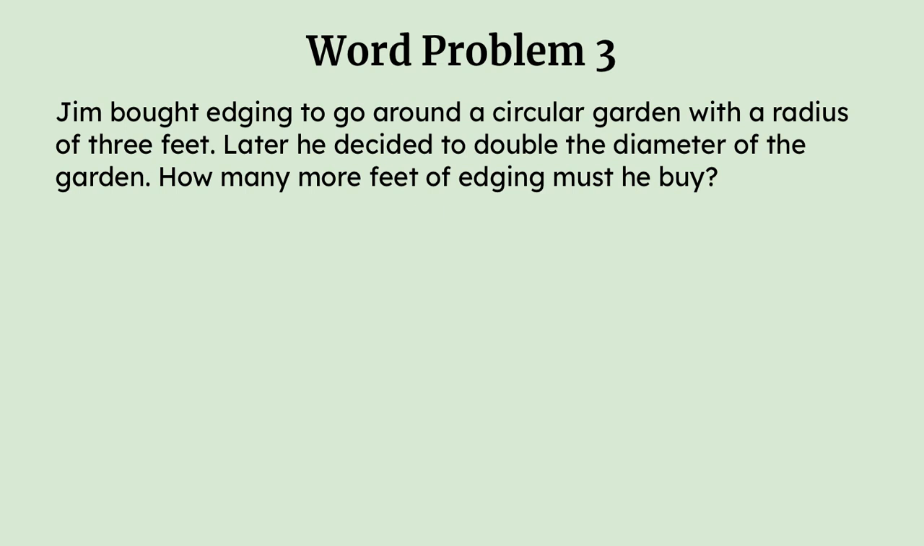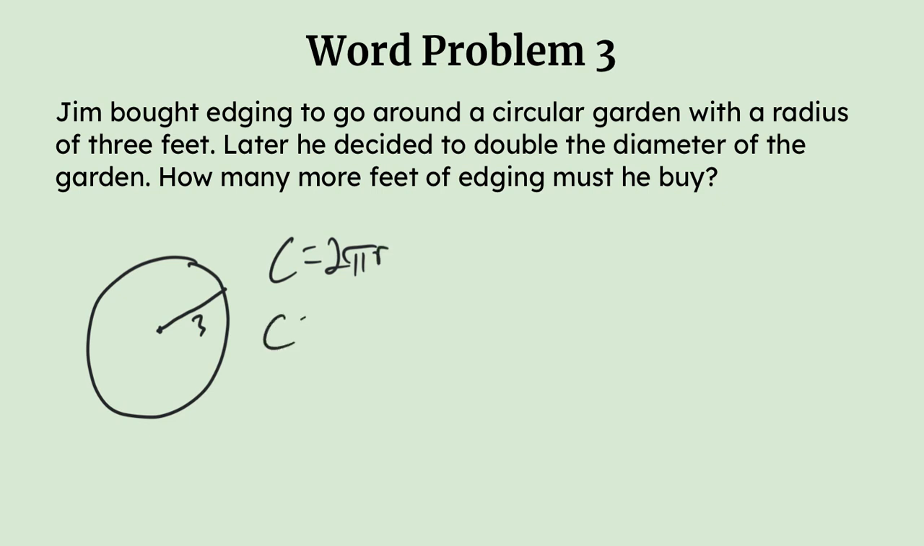So the key here is you need to find the circumference of the first garden and then the circumference of the second garden. So remember, circumference here is 2 pi r. So it would be 6 times 3.14. So about 18.84 feet is the first circle.